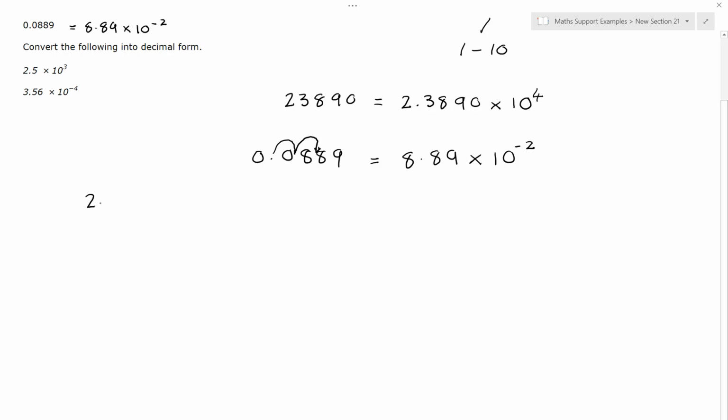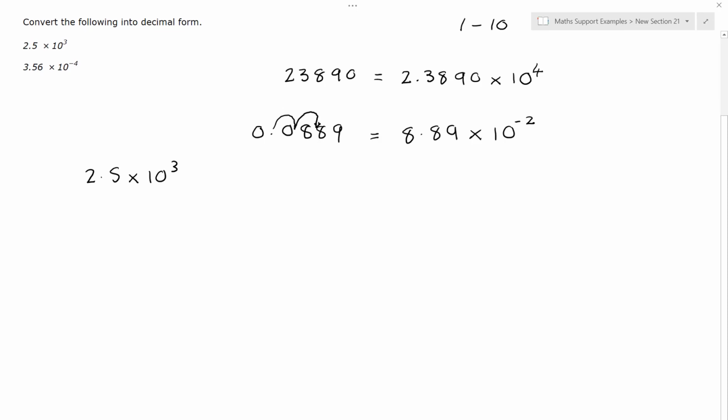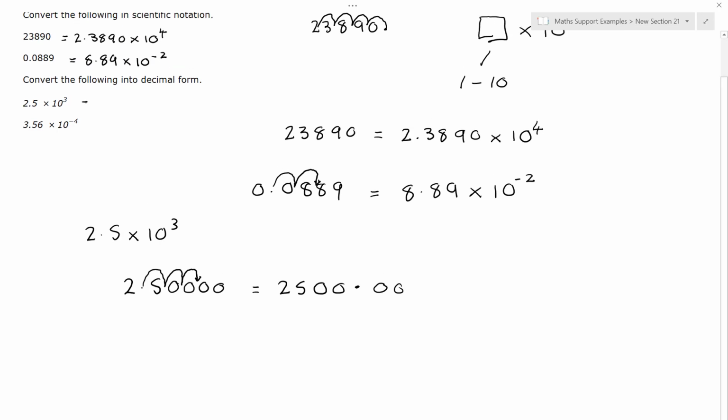So let's take 2.5 times 10 to the 3. What we're going to do, we're going to write out 2.5 and lots of zeros. And we need to move our decimal point 3 places to the right. 1, 2, 3. So that gives us 2500.00. We don't need to worry about the zeros after our decimal point. We can see that 2.5 times 10 to the 3 is 2,500.